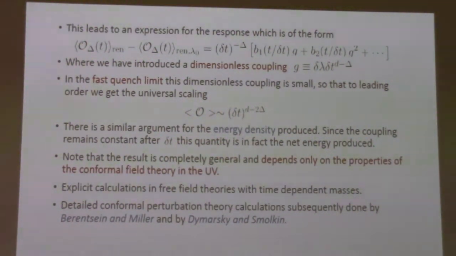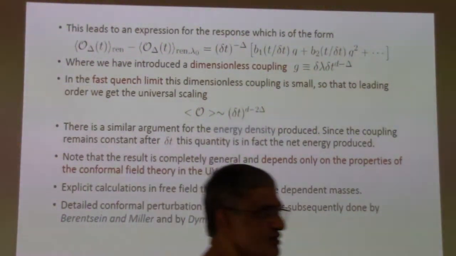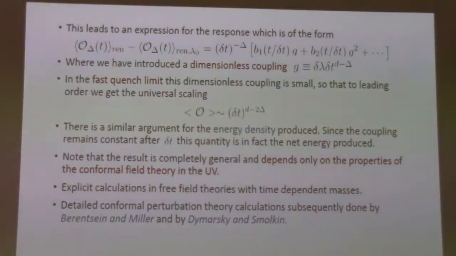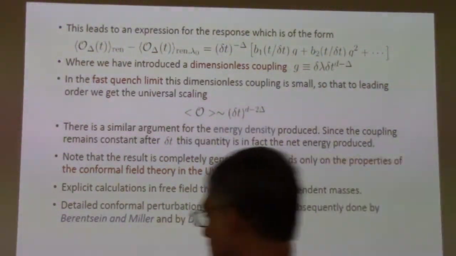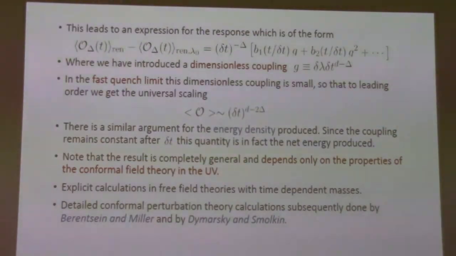I would like to emphasize that the result is completely general. It only depends on the property of the UV conformal field theory. It does not depend on what that relevant perturbation is taking you to, whether it takes you to another fixed point or whether it goes to a massive theory. Since it is related only to the properties of the conformal field theory in the ultraviolet, the results are therefore universal. That's always the reason why things are universal.